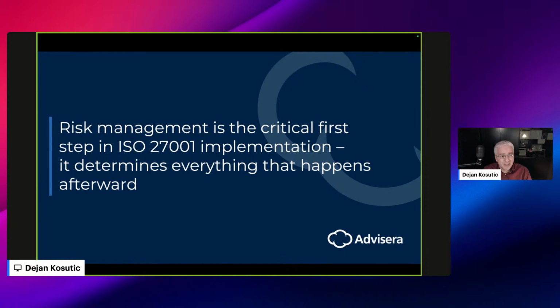Okay, so basically it tells you that you have to do thoroughly this risk assessment in order to find out what can go wrong, and then figure out how to fix these risks using the safeguards from the Annex A. So this is at the core of the standard, and this is why this risk management is so important, because it does really determine everything else, everything that comes afterwards in the implementation.